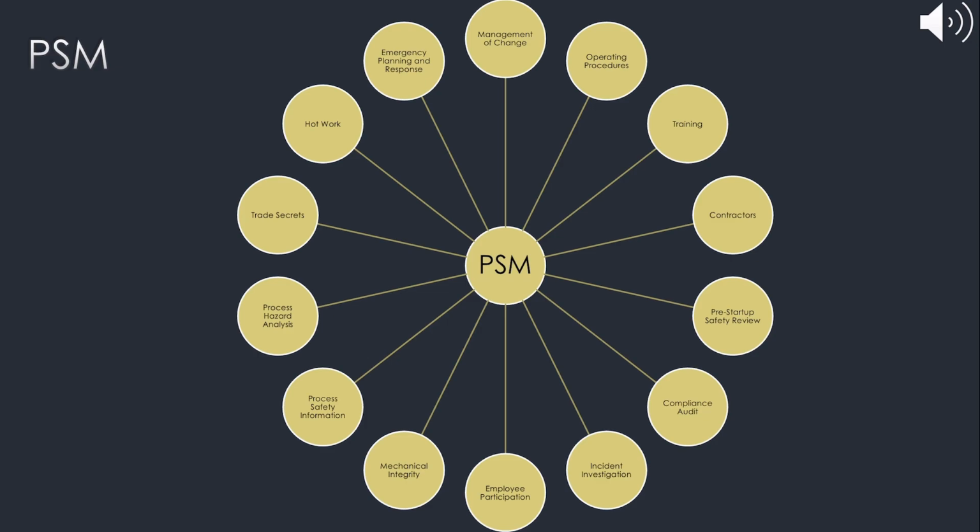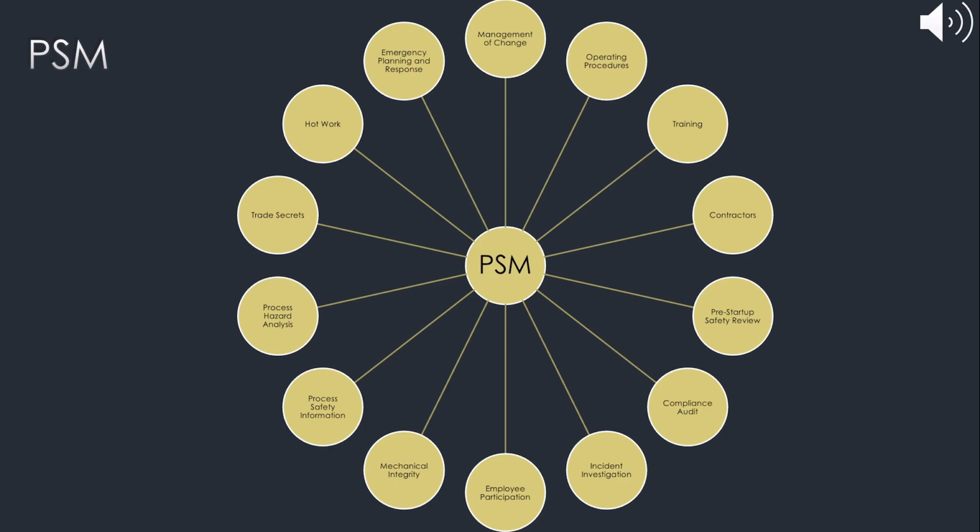Employee participation must involve workers in PSM programs. Process equipment and machinery must be designed and installed correctly to uphold mechanical integrity. Employers must develop written safety information before conducting a PHA, which is the process hazard analysis. Employers must identify, evaluate, and control hazardous processes.